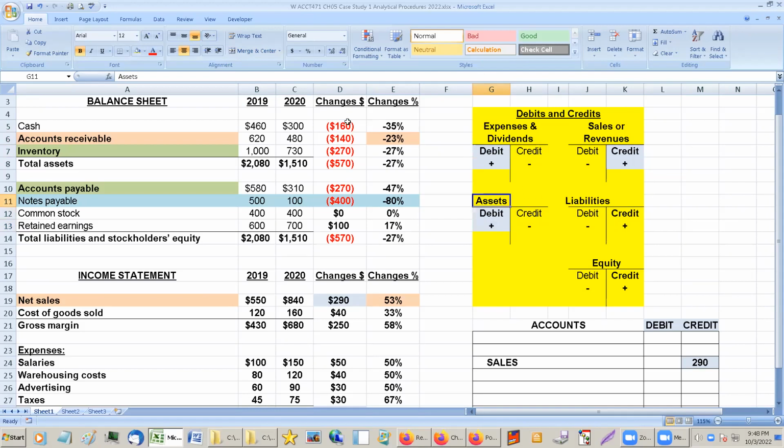Assets, no, they're all going down. Coming down here, this is interesting. Liabilities. Notice the liabilities are dropping. So this becomes a very real possibility that the other side of this is some kind of liability. The one that jumps out is notes payable. It dropped by 400,000. There's more than enough to pick up for this extra sales of 290.